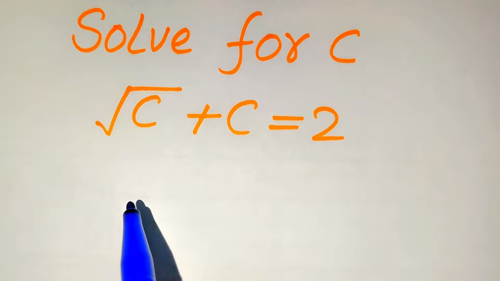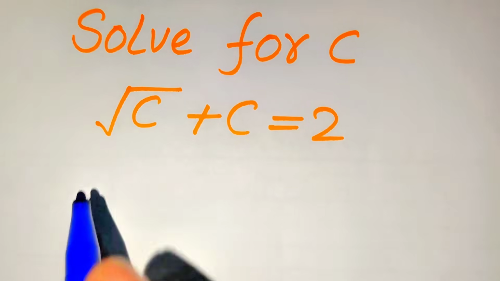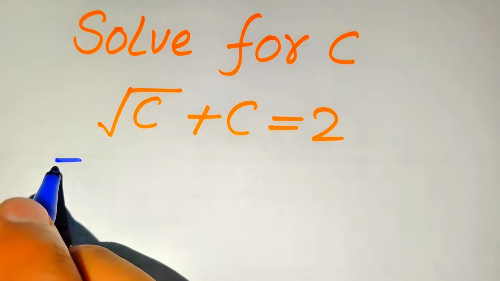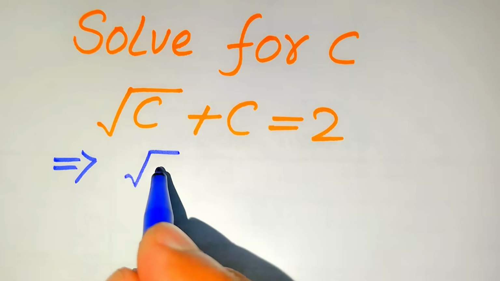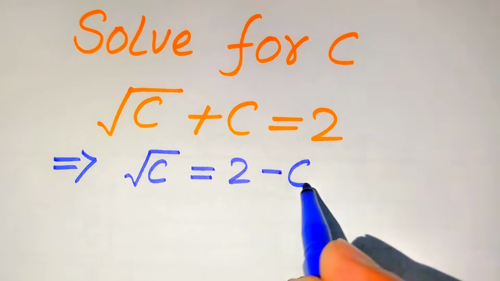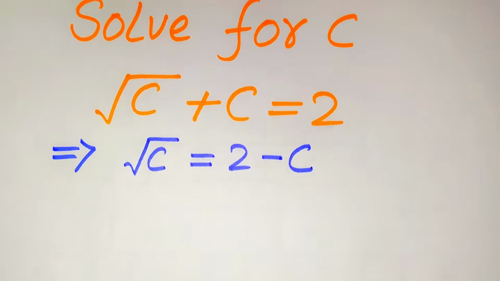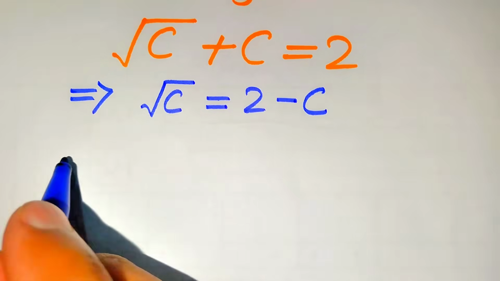So the very first thing we are going to do is remove this square root sign from this term. For this we move this plus c to the right hand side and it will be written as square root of c is equal to 2 minus c. And here we remove this square root sign.